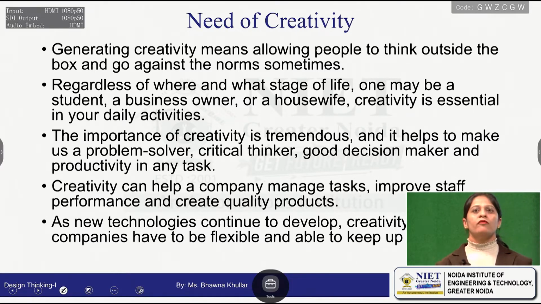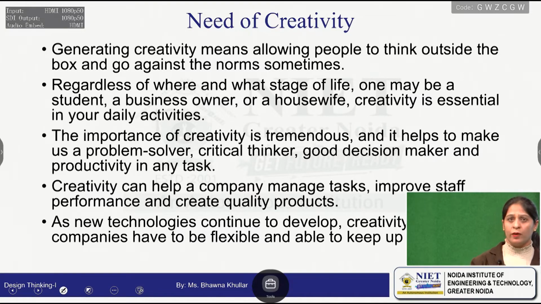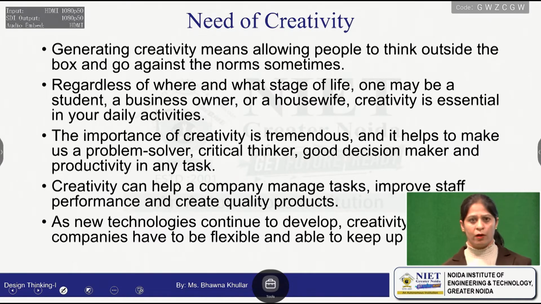The importance of creativity is tremendous, and it helps to make a problem solver, critical thinker, good decision maker, and productivity in any task. Creativity helps to make a problem solver. Yes, you can think. If you think beyond the limit or within the limit, you can solve any problem, whether in a group or through single thinking.